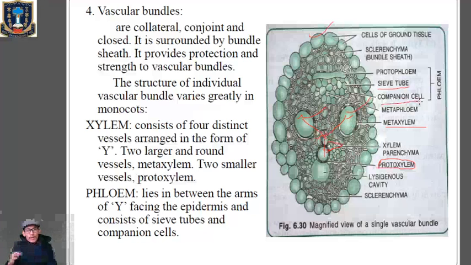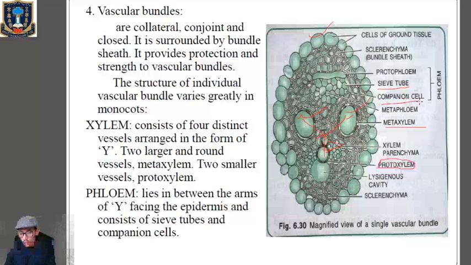Phloem parenchyma is absent. We can see the presence of companion cells and sieve tubes, but phloem parenchyma is absent in monocot stems. Now the protophloem, which is a broken mass of cells, lies on the outer side, and the inner portion forms the metaphloem. So it's the structure of a single vascular bundle, where you can see the xylem and the phloem. Xylem has four distinct vessels forming a Y structure. The two larger ones are called meta and the two smaller ones are called proto. Then phloem lies in between the arms of the Y facing the epidermis and is mainly composed of sieve tubes and companion cells, and phloem parenchyma is absent.